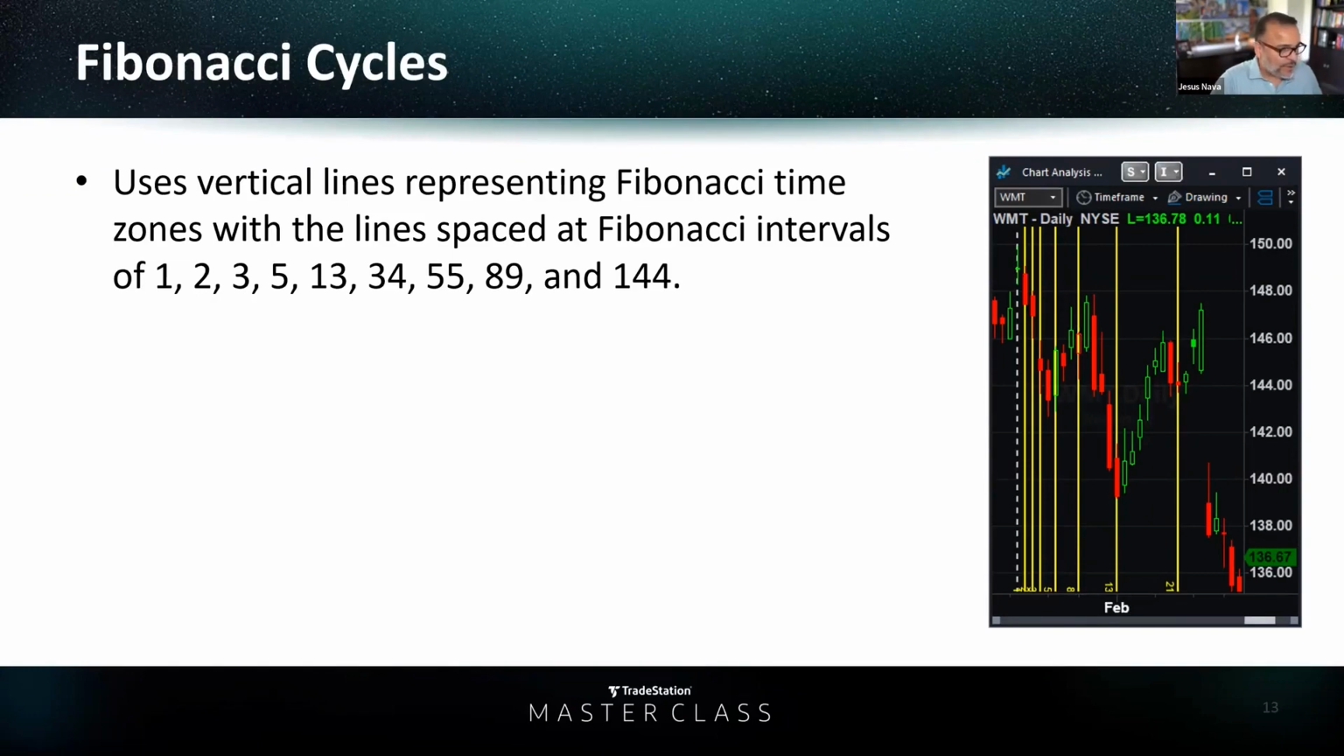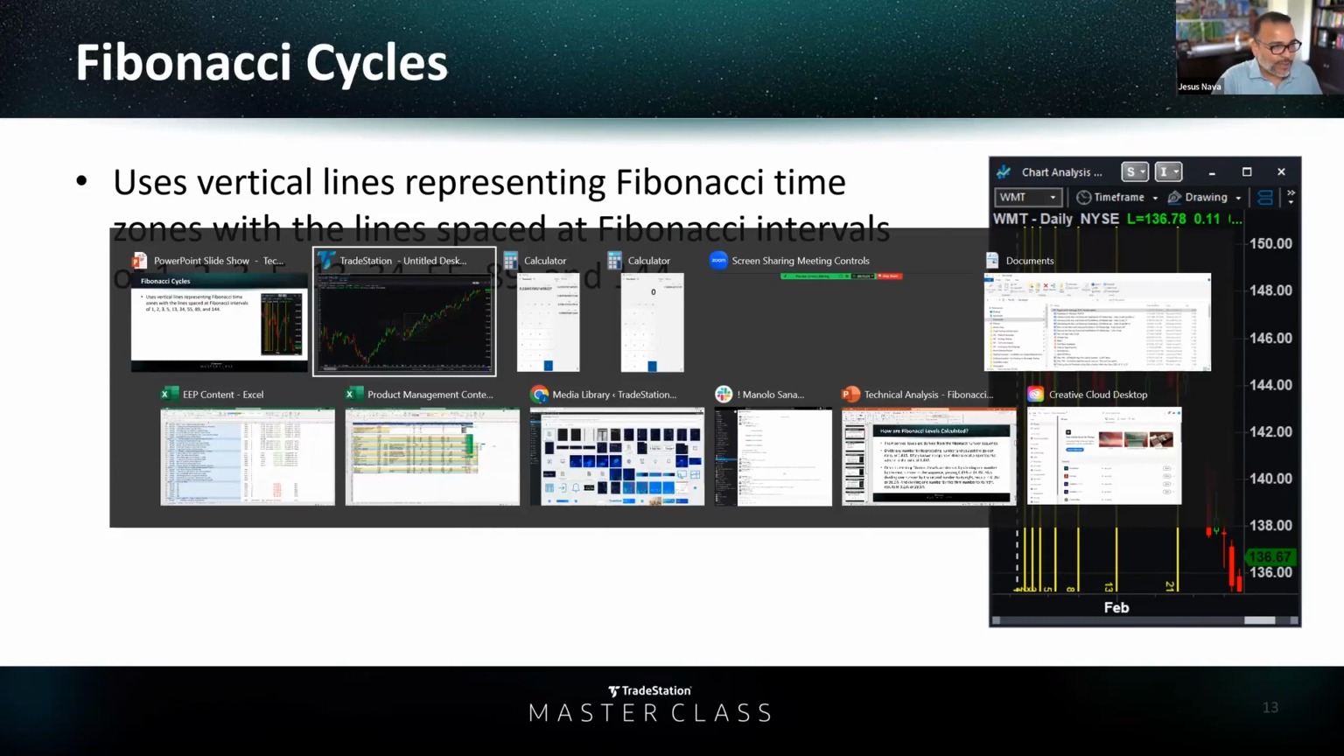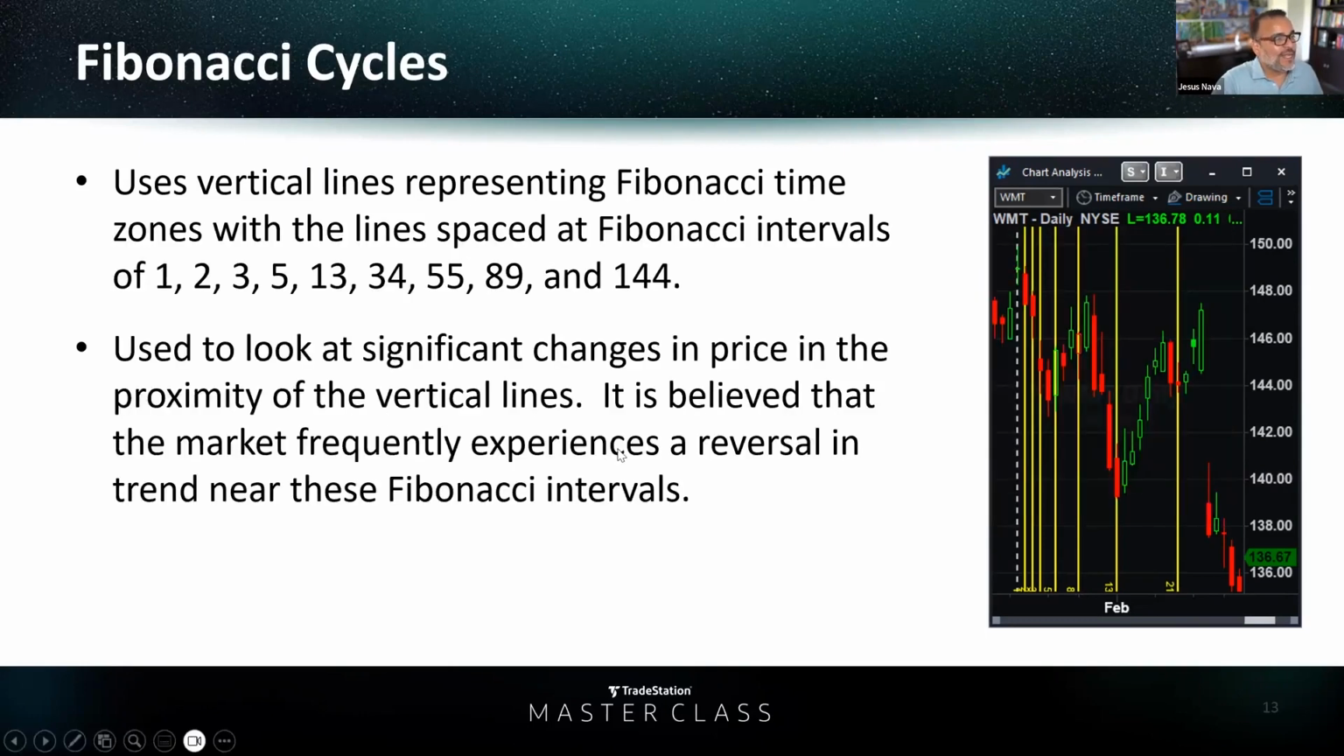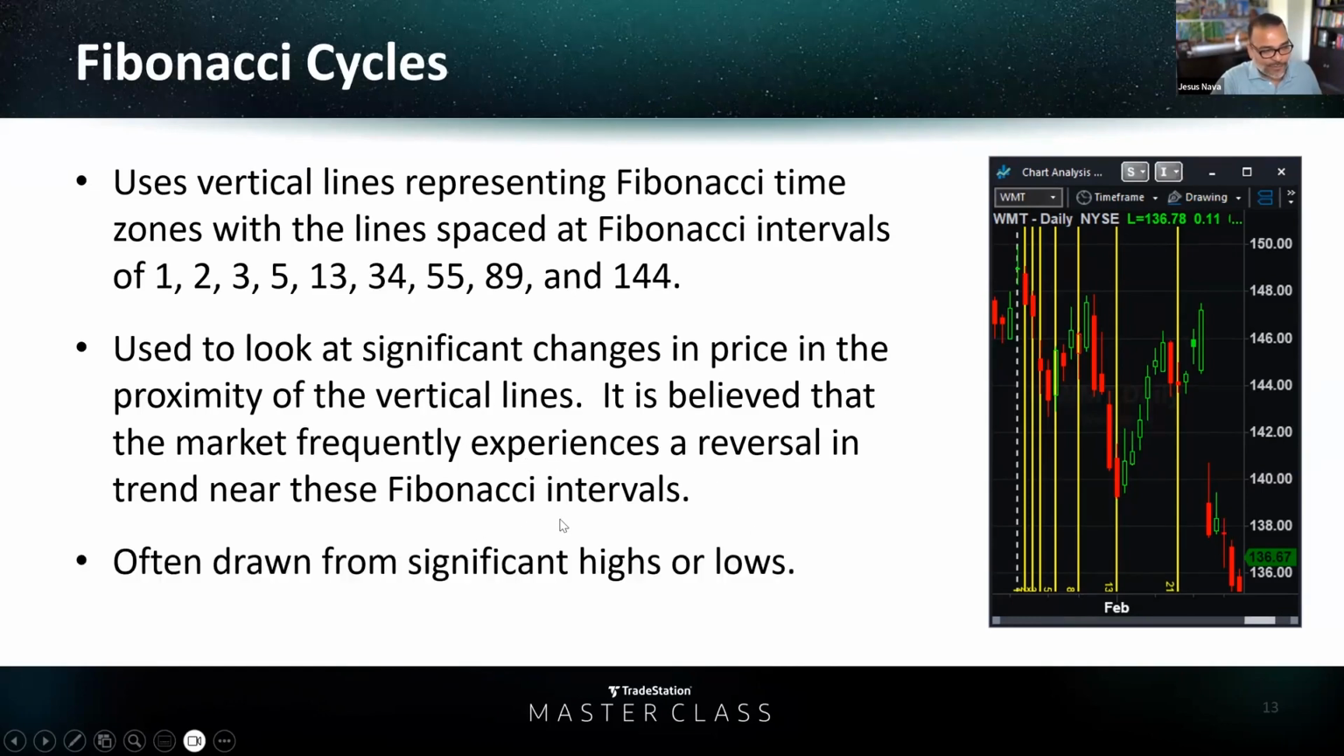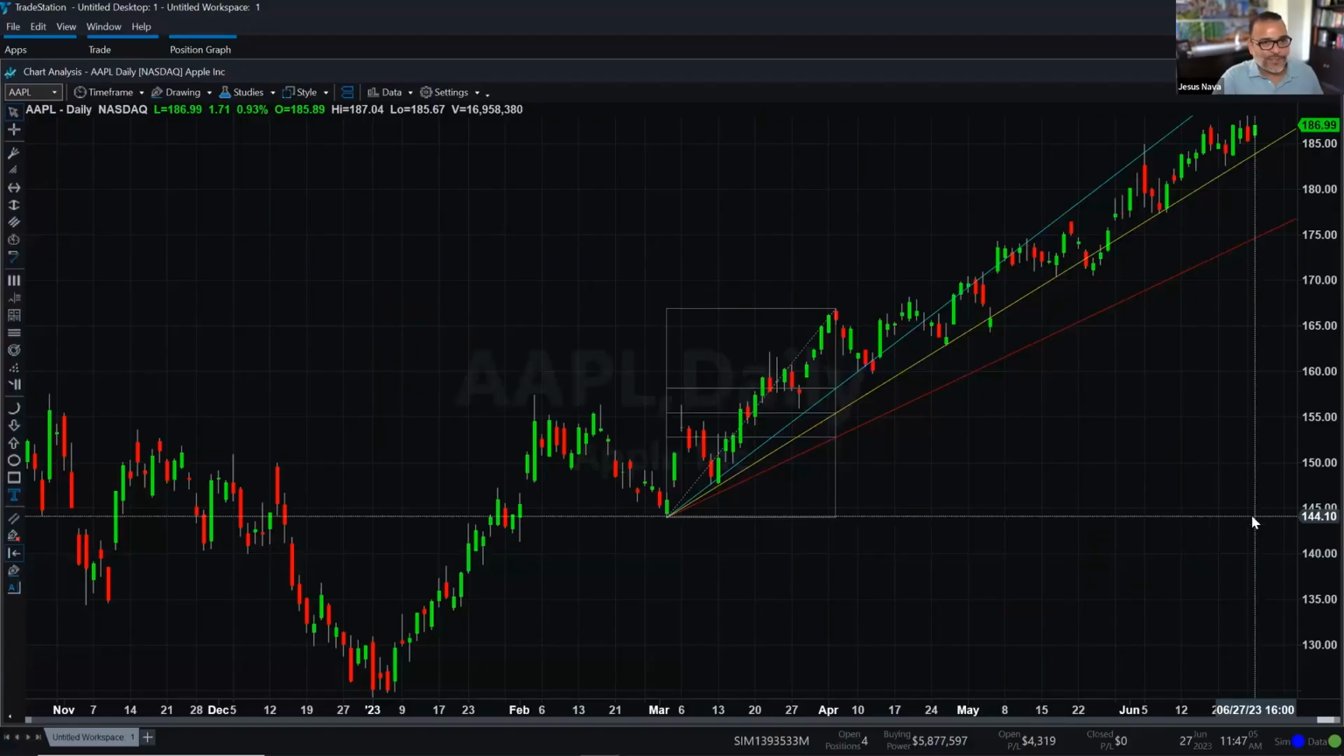So if I go over here onto my chart, oh, by the way, let's go through the content on this slide. We're using it to look for significant changes in price in the proximity of the vertical lines. It is believed that the market frequently experiences a reversal in trend near the Fibonacci intervals, often drawn from significant highs or lows. So let's go ahead and take a look at my TradeStation chart.